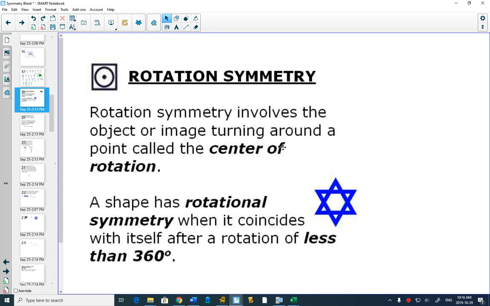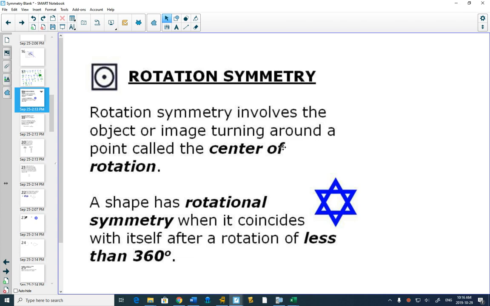Rotation symmetry is when you can turn something and it matches up to what it was before. So a circle you can turn an infinite amount of times. And this one you could turn and match it up, turn and match it up, and so on.